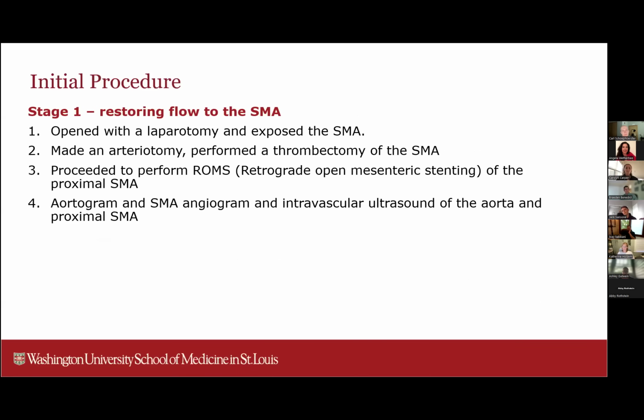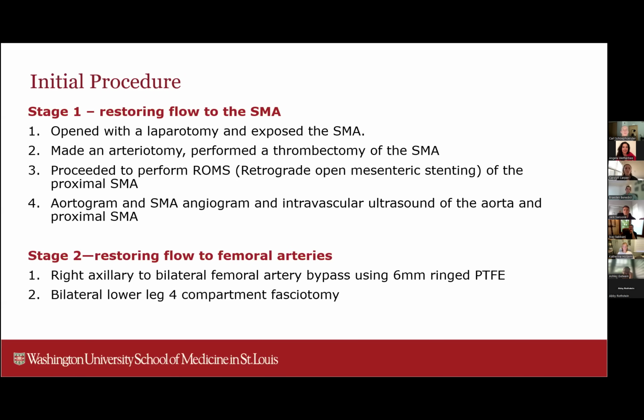For this procedure, the first stage was restoring flow to the SMA. So they did an exploratory laparotomy and exposed the SMA. They opened up the SMA and performed a thrombectomy. Then they proceeded to perform a ROMS of the proximal SMA, and from there shot a few images and completed an aortogram and SMA angiogram. They also completed an intravascular ultrasound of the aorta and proximal SMA just to make sure everything looked all right there.